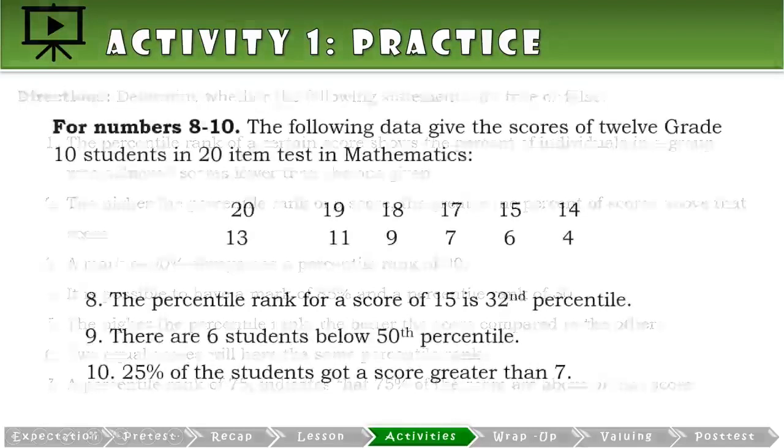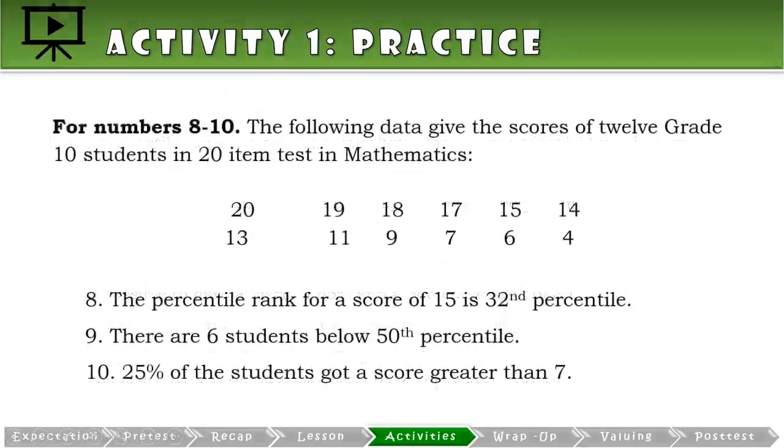For numbers 8 to 10, Activity 1, the following data give the scores of 12 grade 10 students in a 20-item test in mathematics. Number 8. The percentile rank for a score of 15 is the 32nd percentile. Number 9. There are 6 students below the 50th percentile. Number 10. 25% of the students got a score greater than 7.